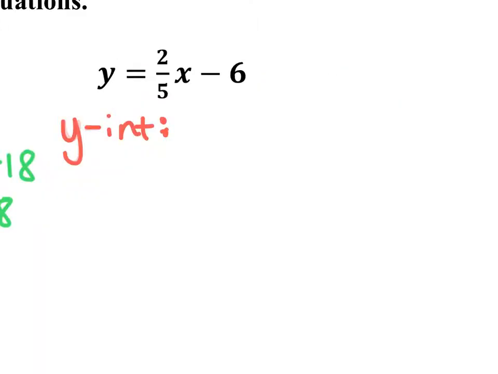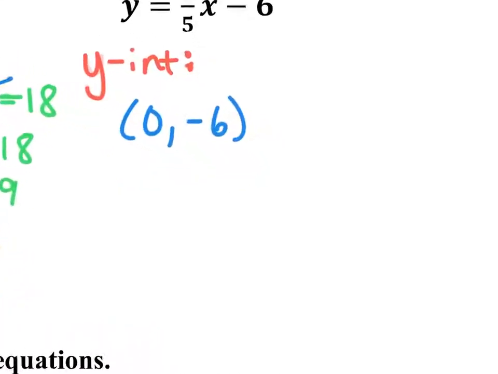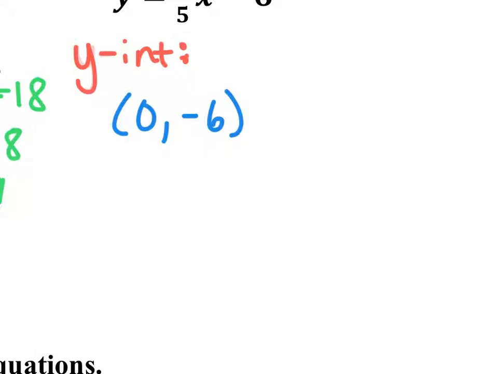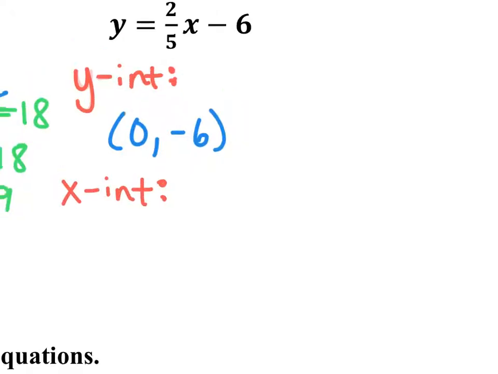Because it's in slope-intercept form, you can just say immediately the y-intercept is 0, negative 6. You don't need to go through all that extra work. But the x-intercept is not done for you, so you would have to solve for that. So let's see, x-intercept. We're going to plug in 0 for y.